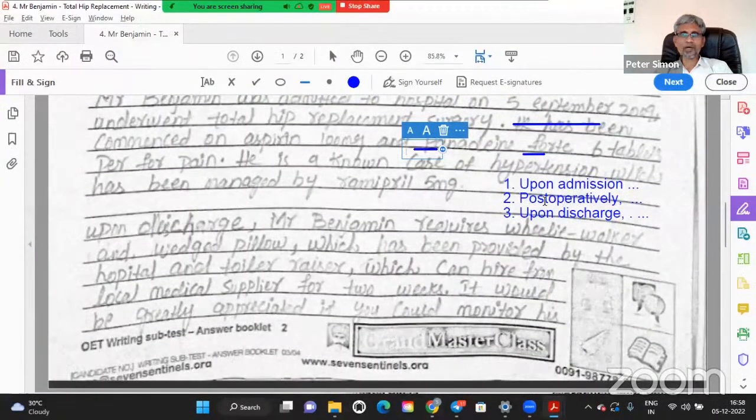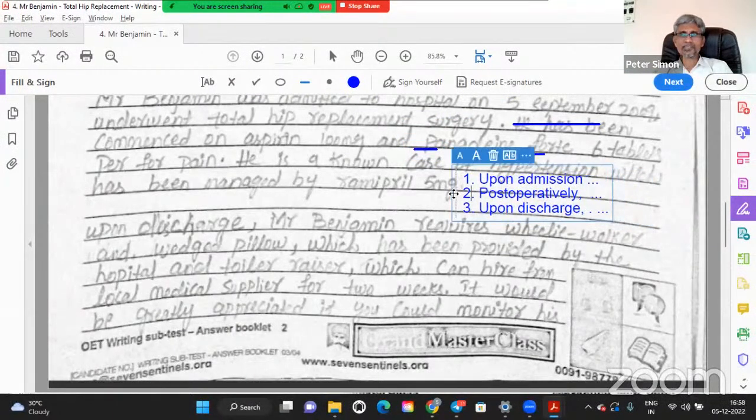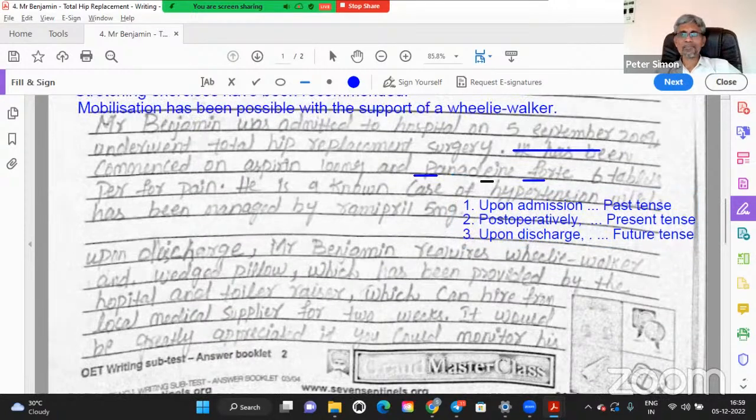So this, upon admission, is past tense. You write this in past tense. And post-operatively you write in present tense. And this, upon discharge, will be for future. So future tense. Past tense, present tense, future tense. Okay. Panadine 4 to 6 tablets for pain relief have been commenced. Remove he has and say have been.